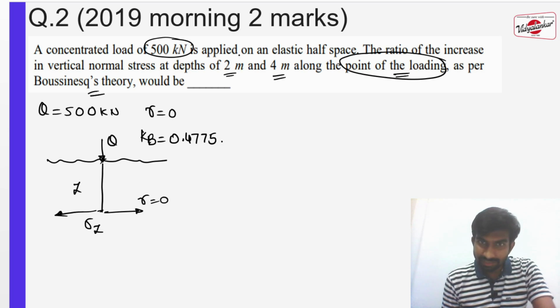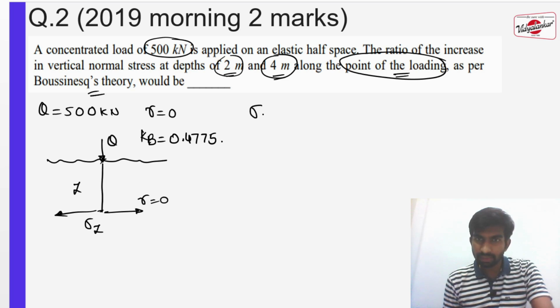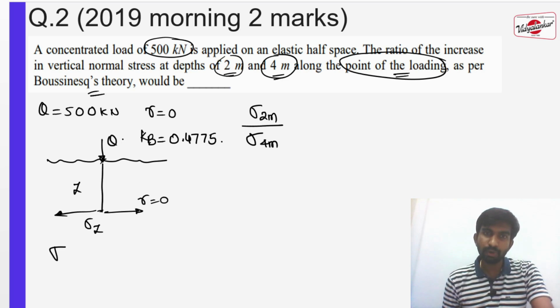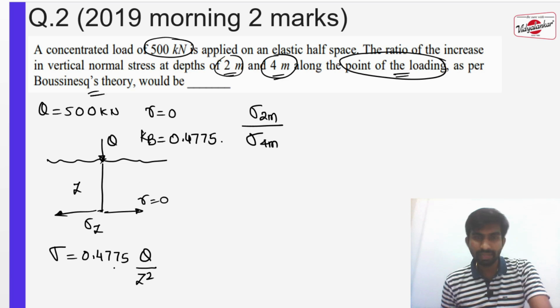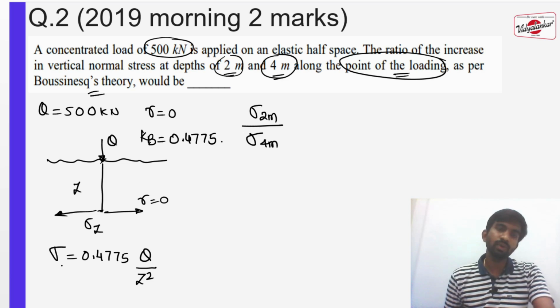So basically what they have asked here, using Boussinesq's theory, is to find the ratio of stress at 2 meter to stress at 4 meter. So stress at 2 meter divided by stress at 4 meter, that is the question they have asked. As we know, stress by using Boussinesq's theory, whenever the point of load application is on the same vertical line, your formula becomes 0.4775 into Q by Z square. You can refer to the formula list also, in that also you can find it. We have to take the ratio for 2 meter and 4 meter.